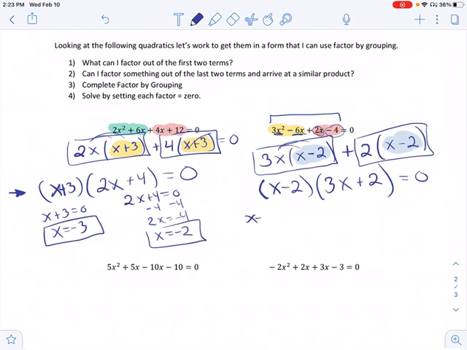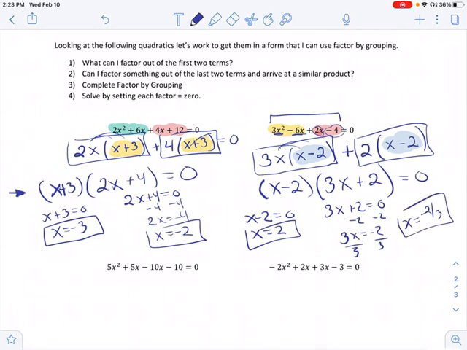Going to set each equal to 0 and solve. So this is just going to give me x equals 2. And on this side, I'm going to end up with a fraction, but that's totally fine. So I get x equals negative 2/3 here, and I would just leave it like that.